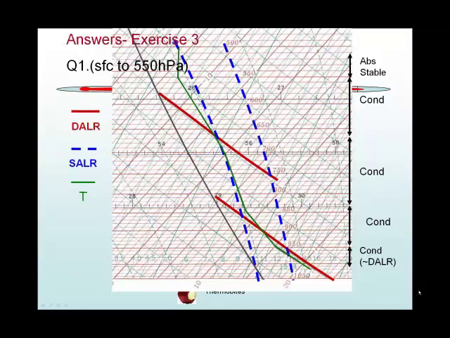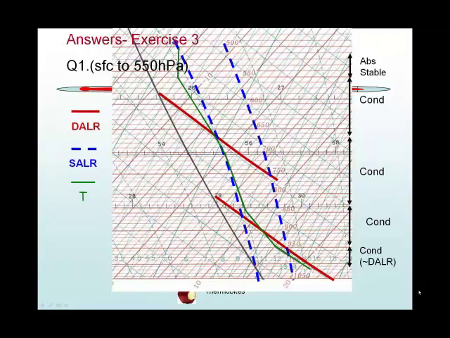So how did you go? Here we have the lower parts of the profile, and the green line is the temperature profile. The red line here is a dry adiabat, and the blue dashed lines represent saturated adiabats. You can see the lowest layer contains conditional stability or instability because it's approximately a dry adiabatic lapse rate. Parcels must be saturated.